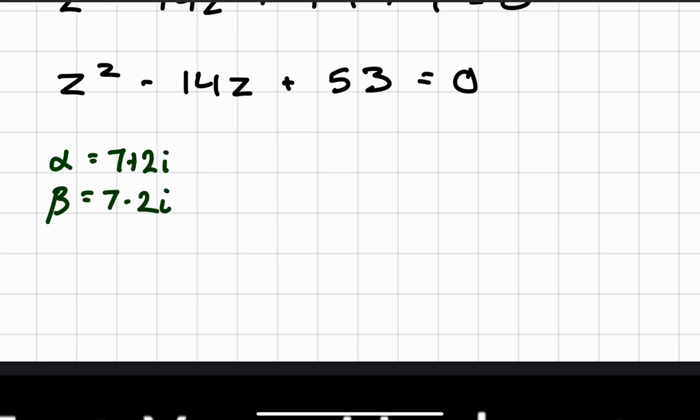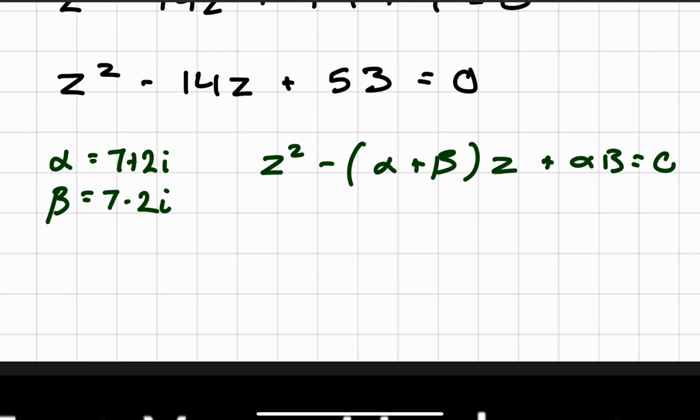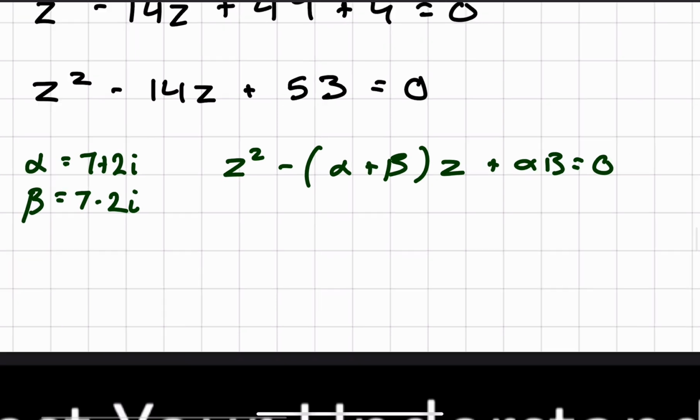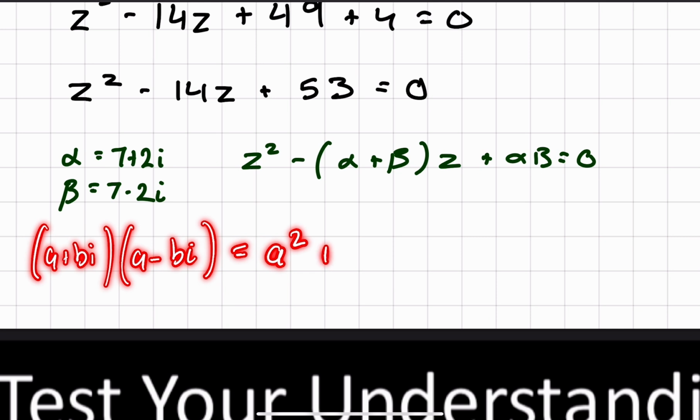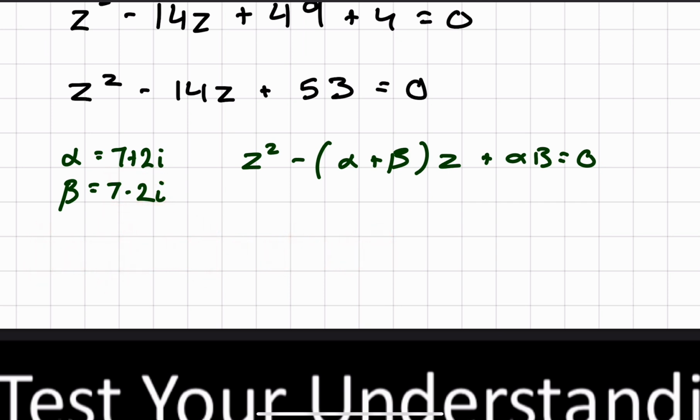And what we know is when we combine them up, the quadratic will be the following. Okay. So we can recall that when we multiply them together, a plus bi times a minus bi equals a squared plus b squared. So in this case here, you're going to get 49 plus 4. So we will get that 53 there.